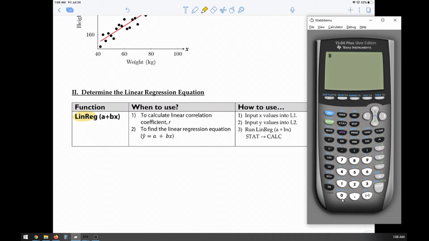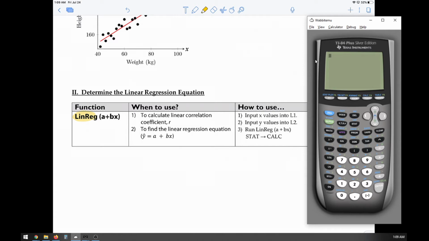So what you want to do is access the catalog. The catalog is right above the 0. You're going to see catalog in blue. To access that, we're going to press second 0. And then you're going to go all the way down to diagnostic on. Just keep on going until you get to diagnostic on. All right, so diagnostic on, press enter until it says done, and you're good. You only have to do it one time, and you don't have to ever do it again. That will ensure that your linreg is going to work properly. Otherwise, it may not work properly.